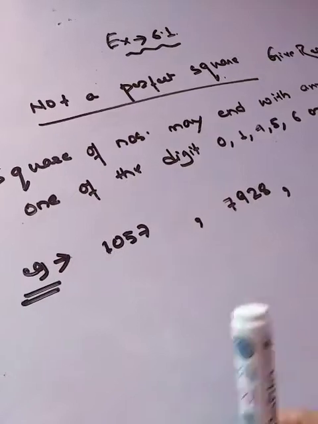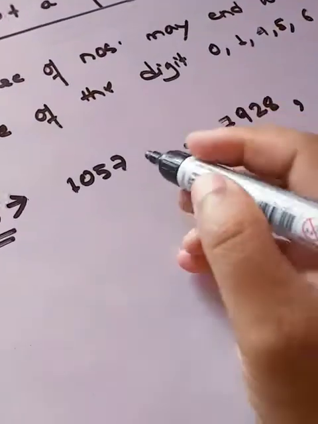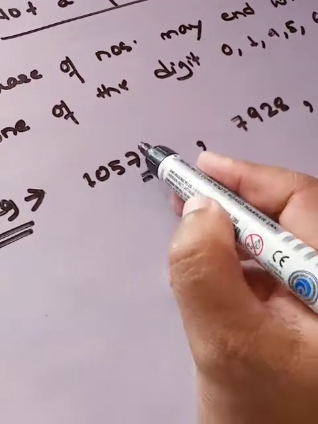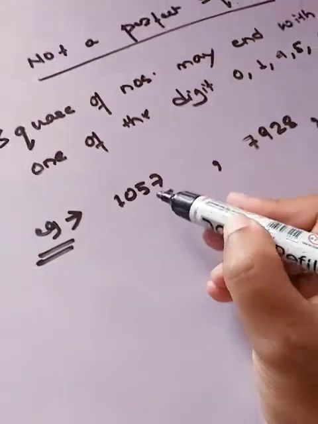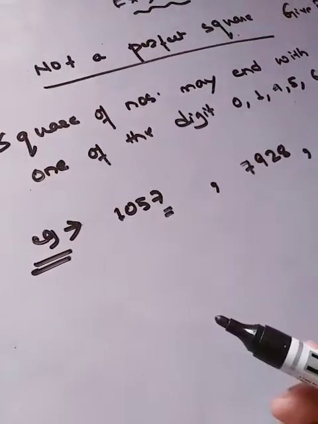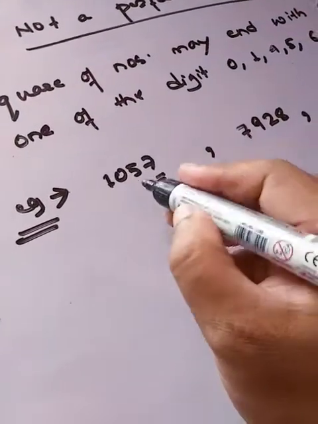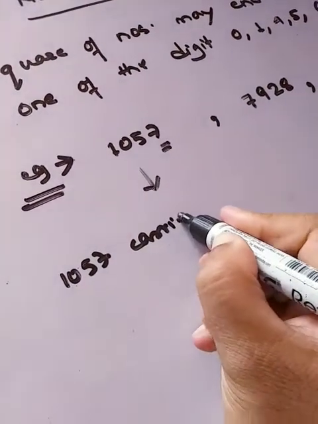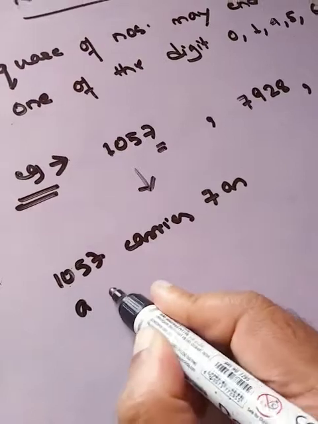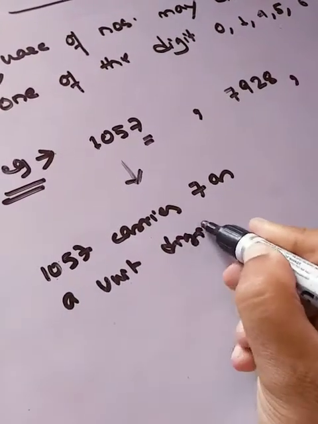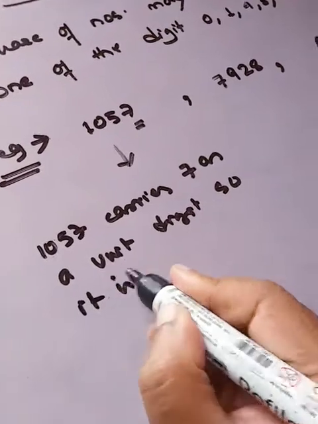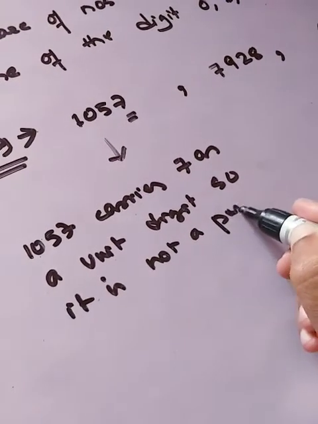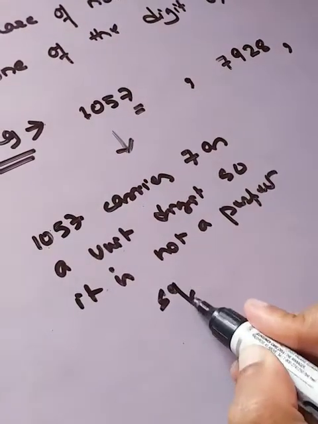So every time, look at what the number in the unit digit is. It is 7. 7 is not mentioned here, so this number has 7 in the unit digit and it is not a perfect square. This is the reason. So you will write: carries 7 as a unit digit, so it is not a perfect square. This is what you have to write.